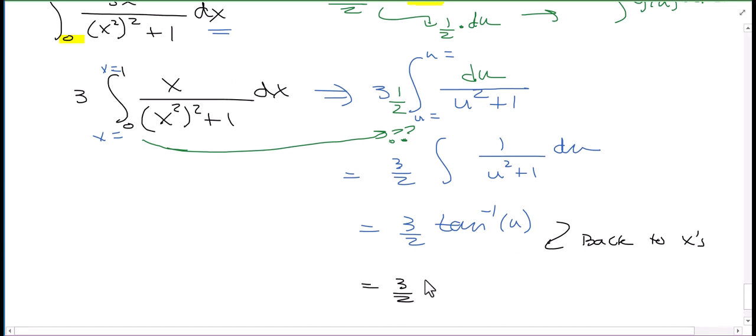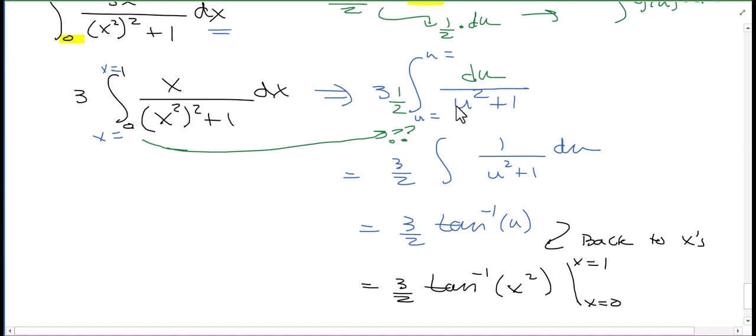And so this will be 3/2 inverse tangent of u. Remember, u was x squared. And now I'm going to say from x equals 0 to x equals 1, right? So I don't want to make the mistake of saying 0 to 1 here, because those may not be my same u limits. I think in here they are, just because of the uniqueness of the 0 and 1. When you square them, u is x squared. So when you square 0, you get 0. When you square 1, you get 1. But that's not always the case.